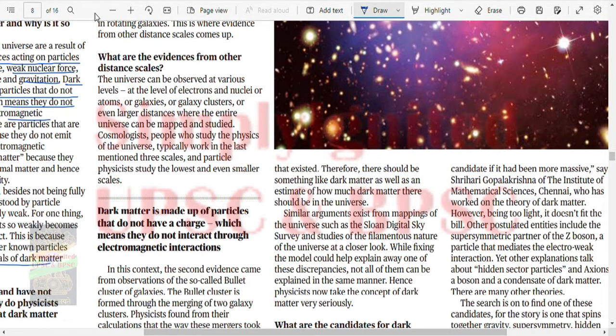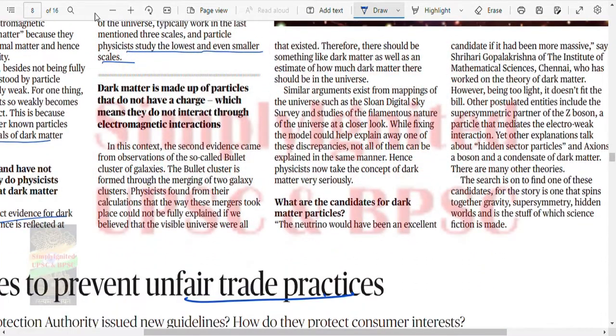The universe can be observed at various levels: the level of electrons, nuclei, atoms, galaxies, etc. Cosmologists, people who study the physics of the universe, typically work in the last three scales, and particle physicists study the lower and even lower scales. In this context, the second evidence comes from the observation of the so-called bullet cluster of galaxies. The bullet cluster is formed through the merging of two galaxy clusters. Physicists found in their calculations that the way this merger took place could not be fully explained if we believe the visible universe is all that exists.